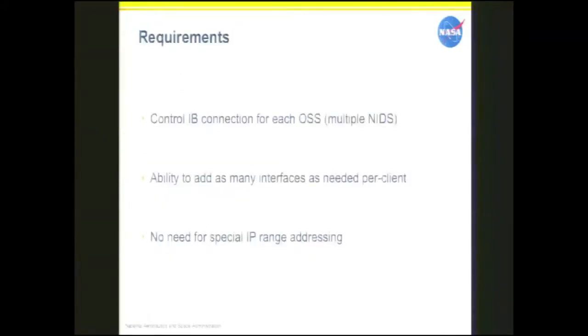So the requirements for the runs were that we need to be able to control the connection for each OSS using multiple NIDs. We want the ability to add more interfaces as we move forward, possibly, if we get performance up to where we want it. That's the first clue: performance ended up not being so good. And no need for special IP range addressing. That's what we ended up using when we benchmarked Columbia, and we wanted something simpler.